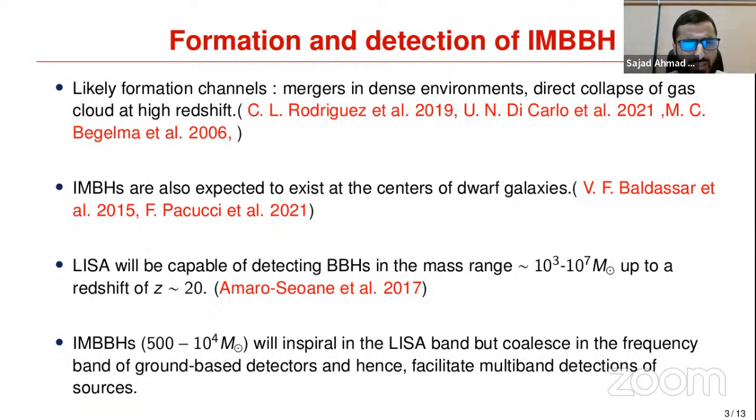LISA is capable of detecting binary black holes in the mass range of 10 to the 3 to 10 to the 7 solar mass up to a redshift of around 20. Intermediate mass black holes in the range from around 500 to 10 to the power 4 solar mass will inspiral in the LISA band, and they coalesce in the frequency band of the ground-based detectors. This mass range actually facilitates the multi-band detection of these sources.